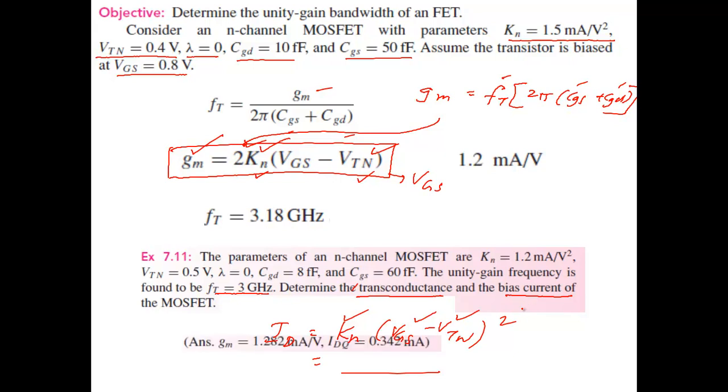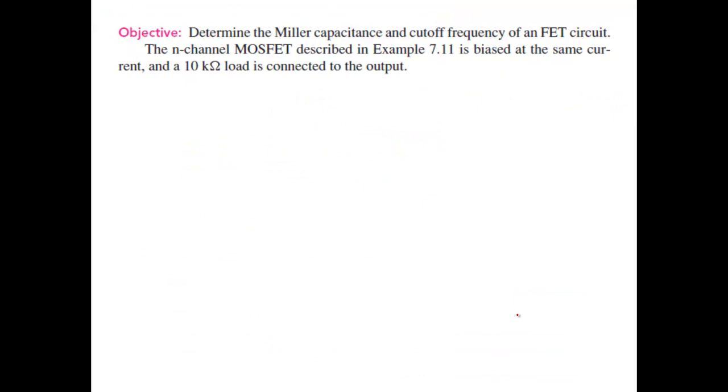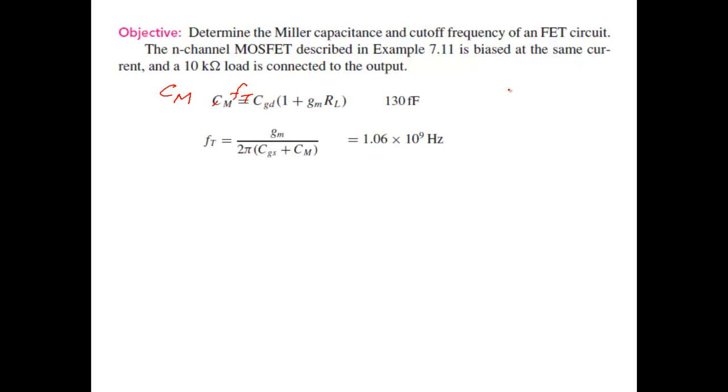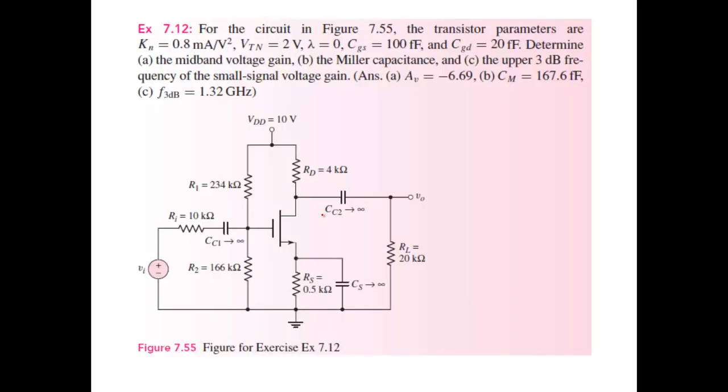Now go ahead. The answer is given to you, so you can see. Now the next question is: determine the Miller capacitance and the cutoff frequency of an FET. So basically they ask you to find out CM and fT, for the circuit 7.11. Let us take this circuit. So what is your small signal model for this?